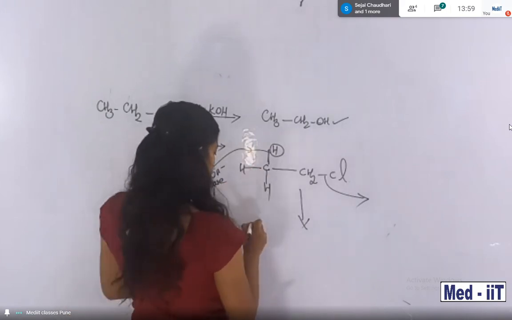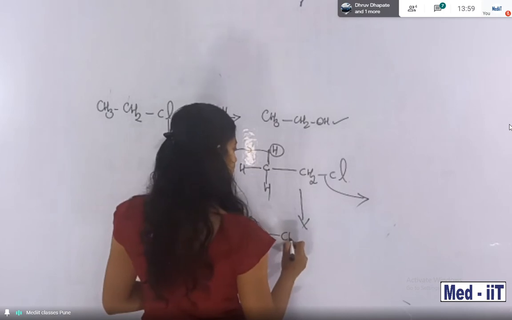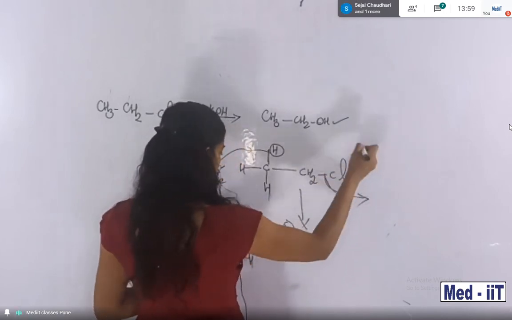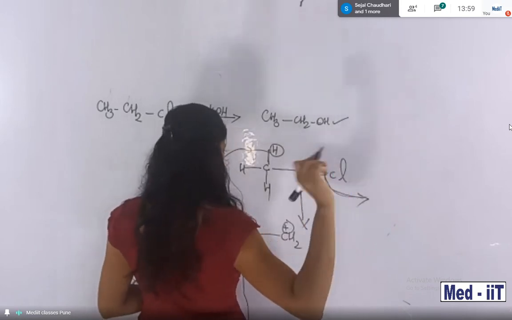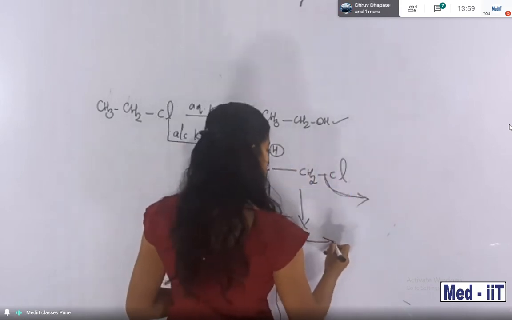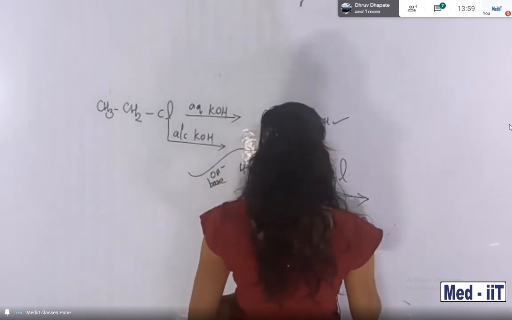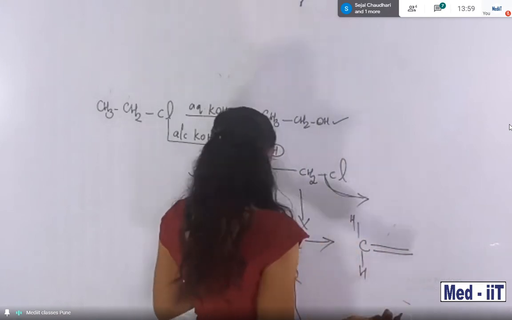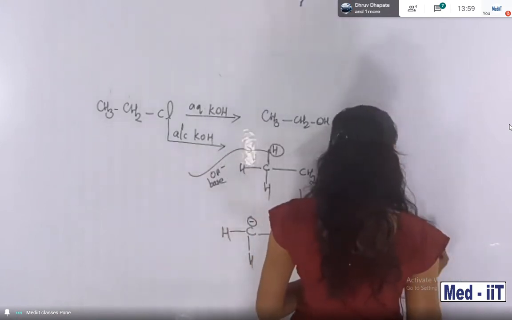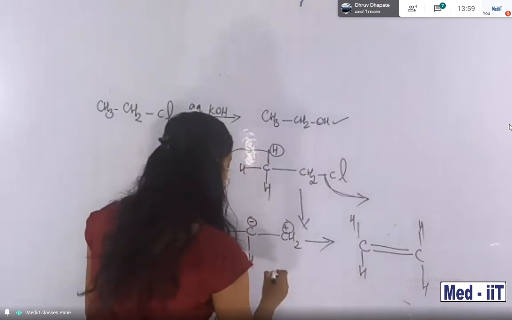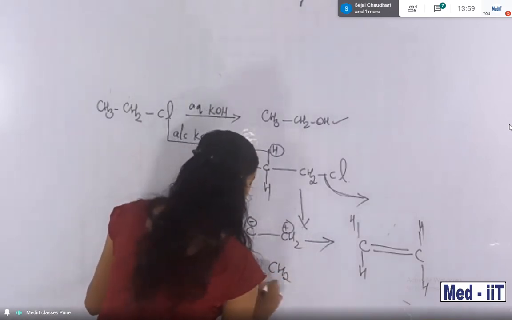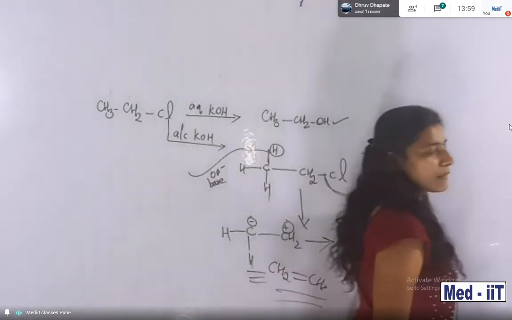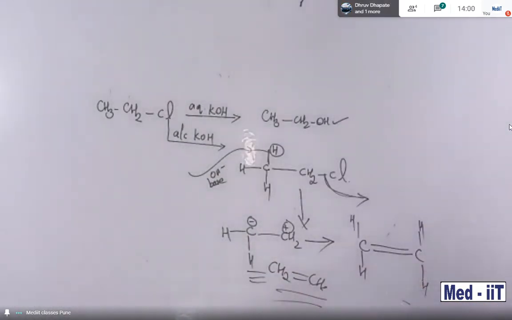Here a negative charge is there, and on CH2 a positive charge is created because of the removal of Cl minus. So that creates a bond between them. The positive and negative create an extra bond, so a double bond. So this is our product: CH2 double bond CH2. Are you getting my point, students? Easy?